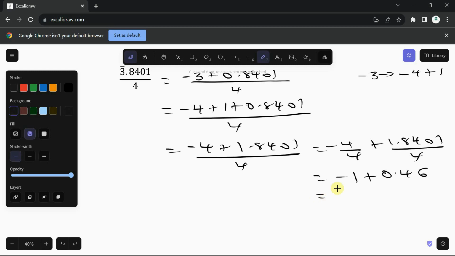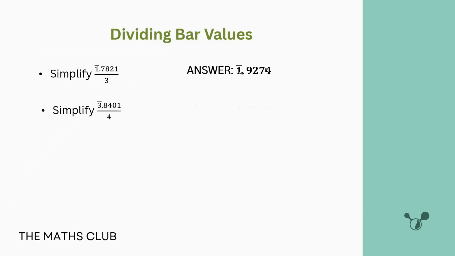So we already divided this guy by 4. The next thing is that we can't leave our answer like this, right? Because it has to go back to this bar notation. So our answer will be bar 1.46. Let's see if our answer is correct. Great, bar 1.46. Now the next question is saying that we should simplify bar 3.8420 divided by 2. You might want to pause the video and try it out yourself.